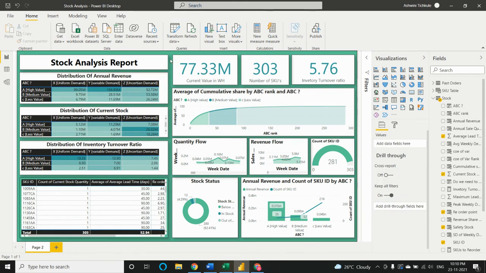This is the report for the stock analysis, and we can see here I have analyzed it by using Power BI Desktop, and after analyzing we can share it to the Power BI service by using this publish option on the home tab.